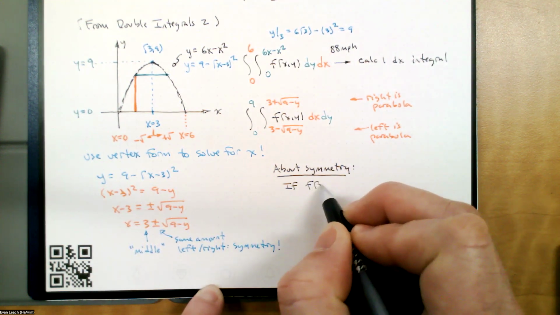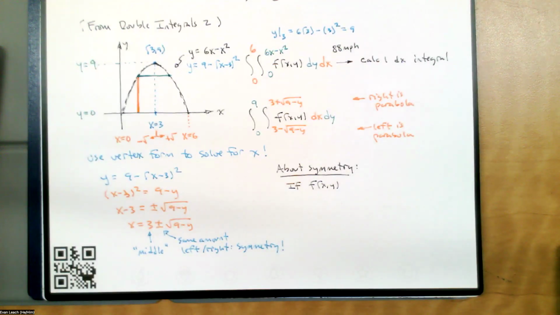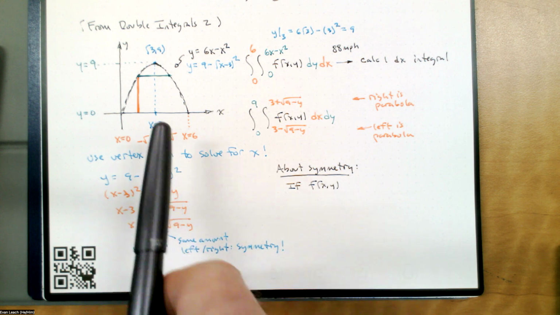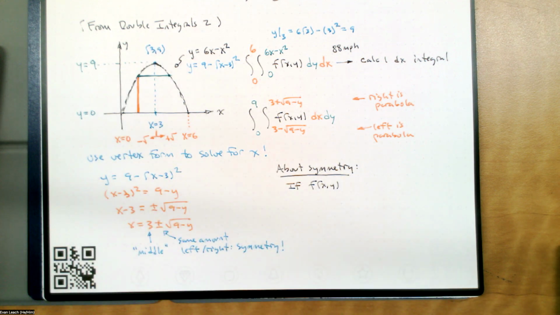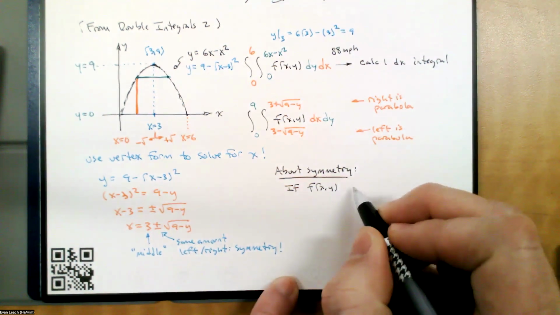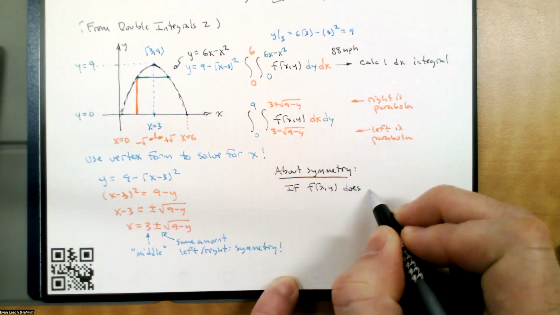So if f of x, y doesn't actually depend on x, then we can just look at the left half and double whatever we're counting. Even if I told you that the density varied with y, if the density was variable up and down, as long as our function f of x, y doesn't have x at all, then we can just do half of it and double.